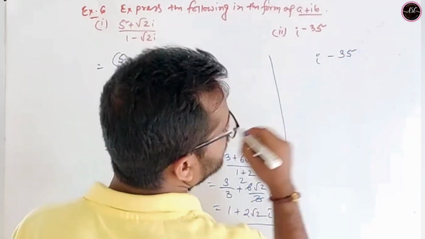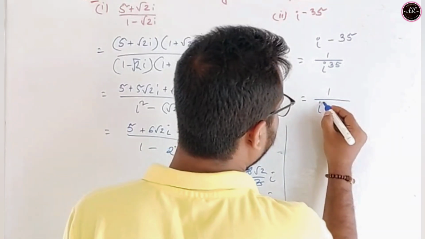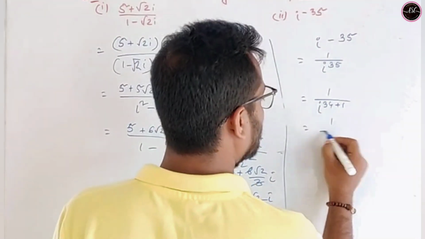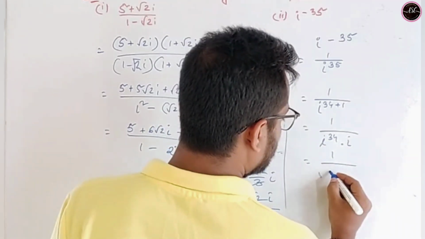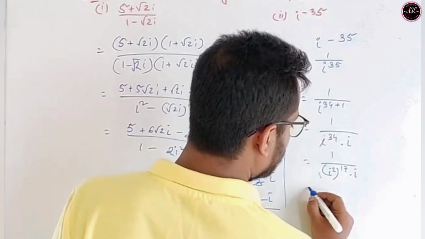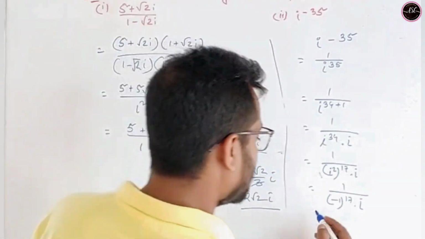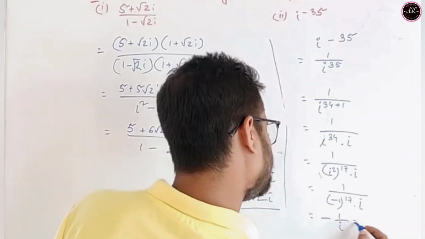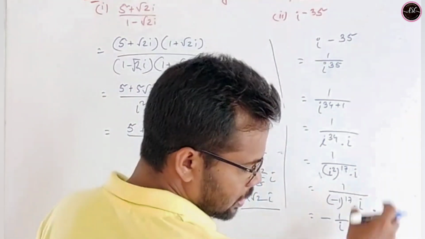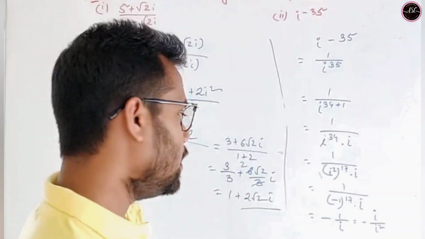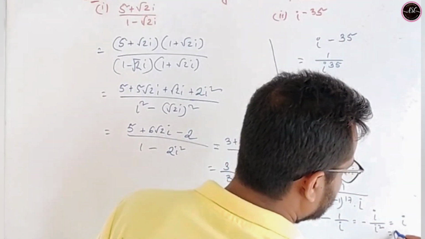And for this, i to the power minus 35. This means 1 by i to the power 35. 1 by i to the power 34 plus 1. So 1 by i to the power 34 dot i. So this can be written as i square to the power 17 dot i. So minus 1 to the power 17 dot i. So the power of minus 1 is odd, so here will be minus 1. So minus 1 by i. Now just simplify this. Okay. Just multiply both numerator and denominator with i. So we get i square equal to minus 1. This will be positive, so i. So this can be written as 0 plus i dot 1.